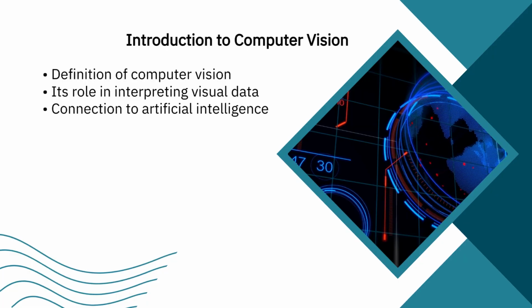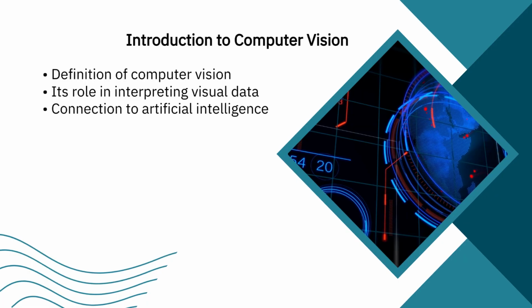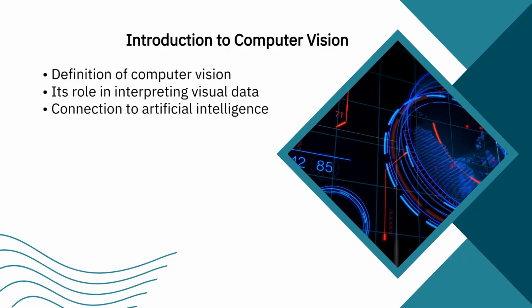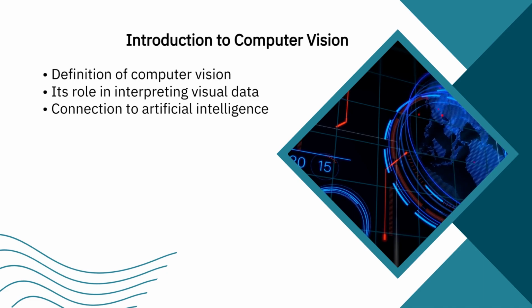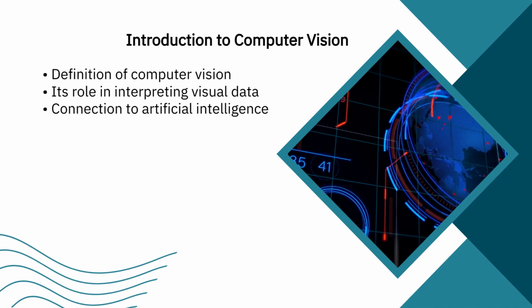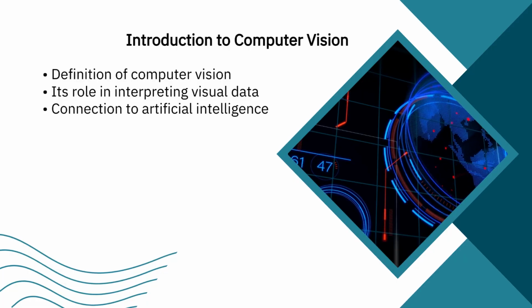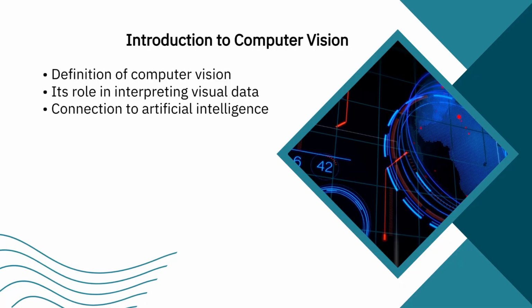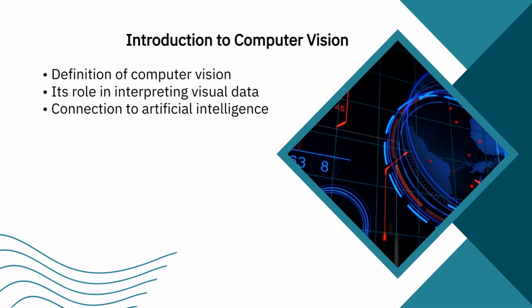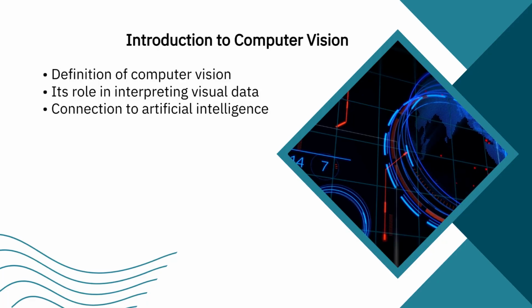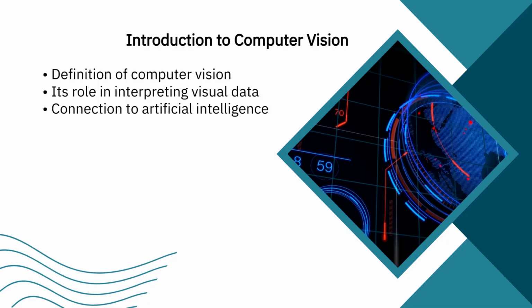It's the technology behind facial recognition systems, self-driving cars, medical imaging analysis, and even the barcode scanner at your grocery store. Computer vision is a branch of AI, but it relies heavily on pattern recognition, machine learning, and deep learning to make sense of images and videos, detect objects, classify them, and even understand context.